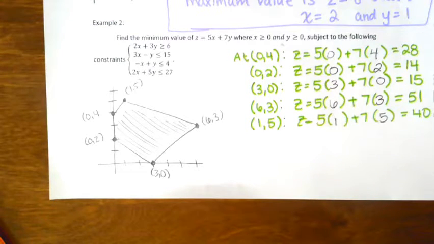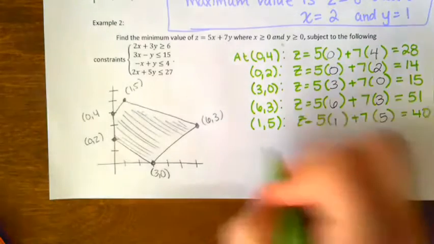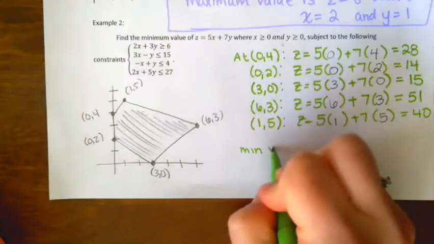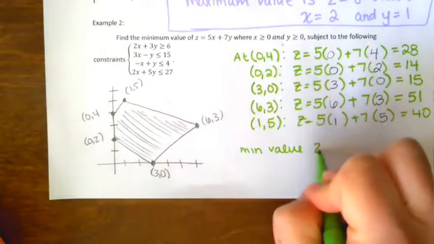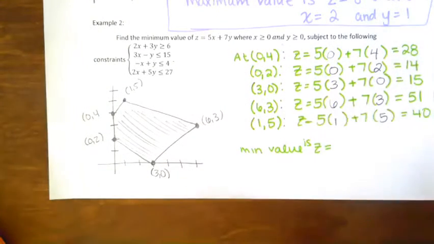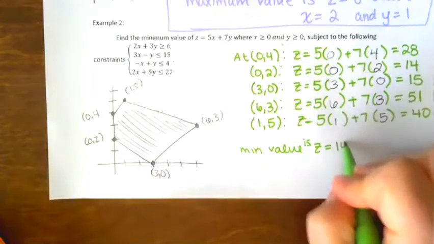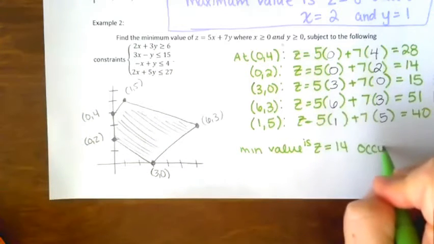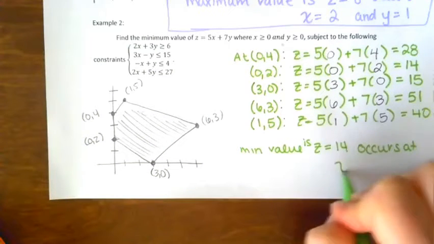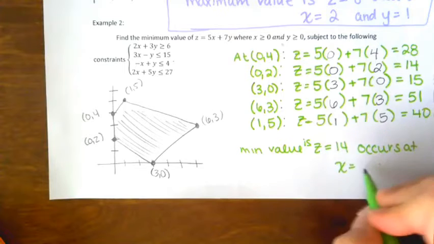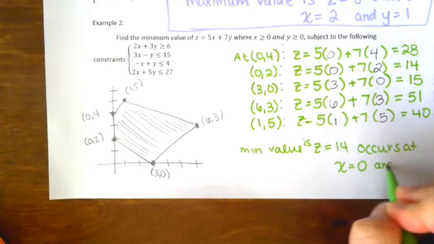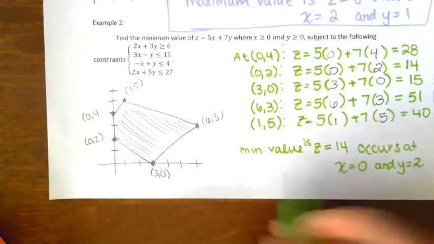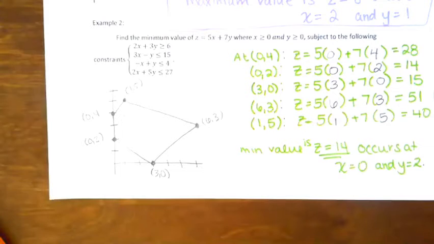Okay. So what did we learn there? Our minimum is at (0, 2). Our minimum value, z equals what? 14. And that occurs at x equals what? X equals 0 and y equals 2. Yep. So the minimum value is actually 14.